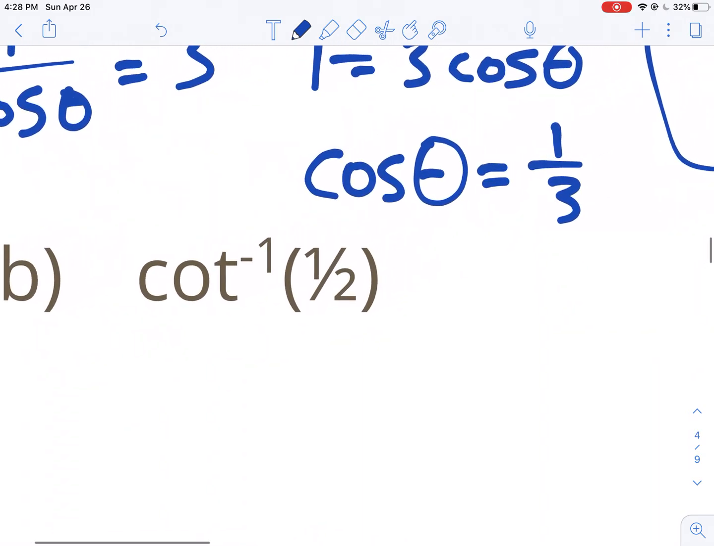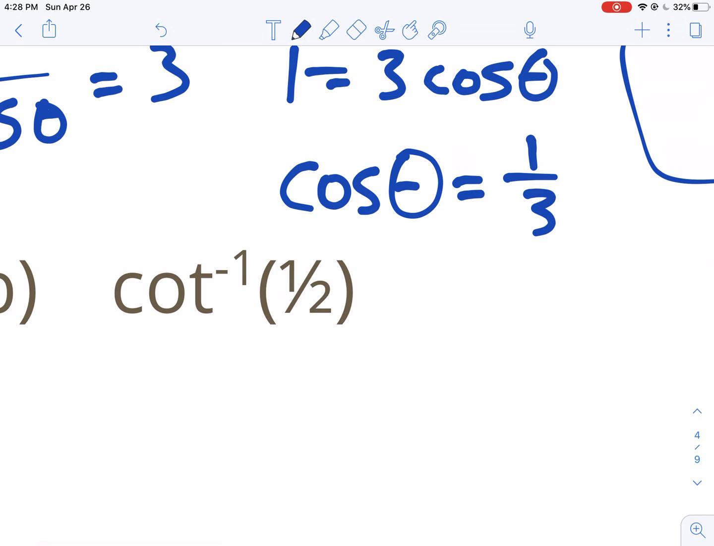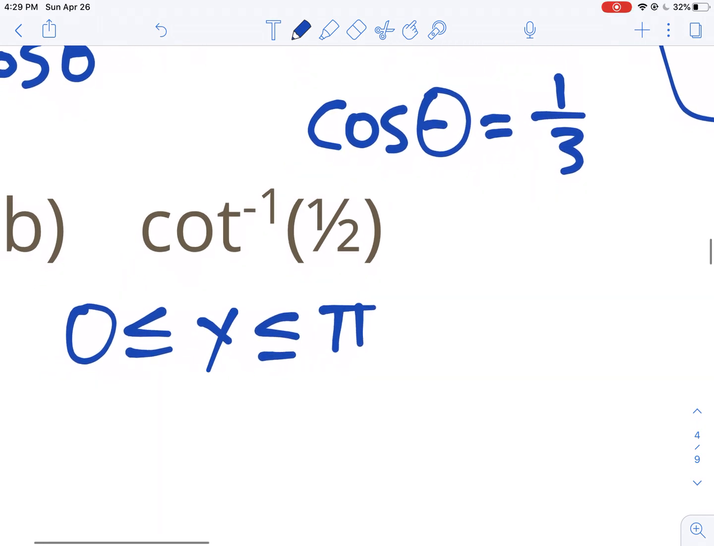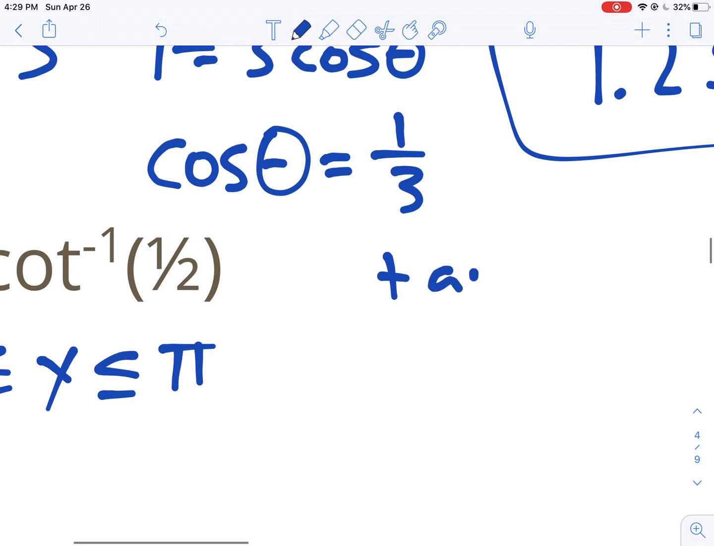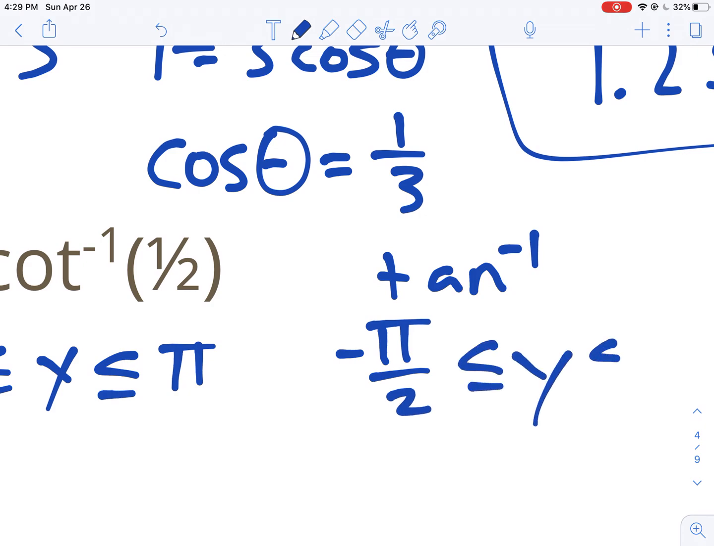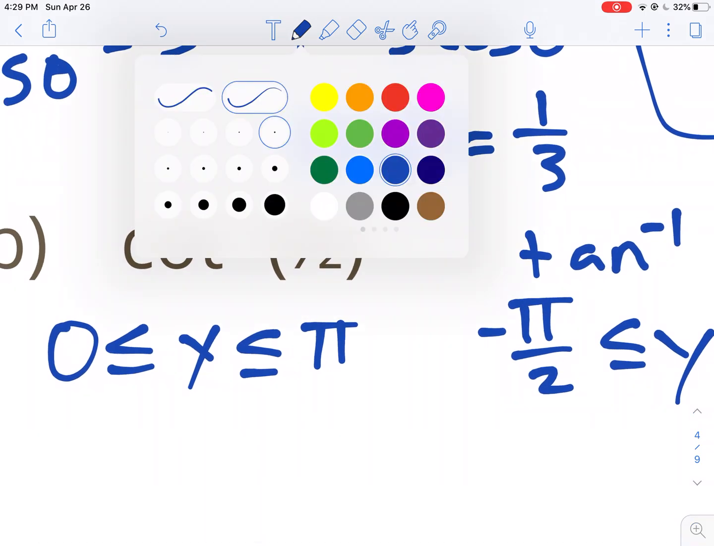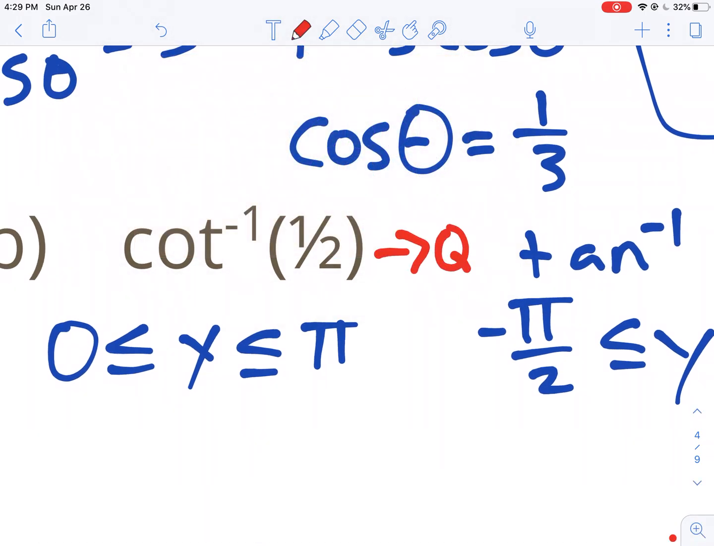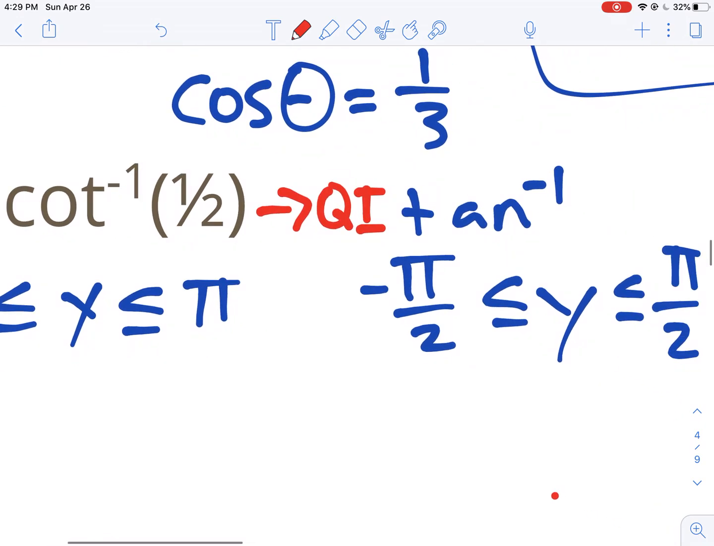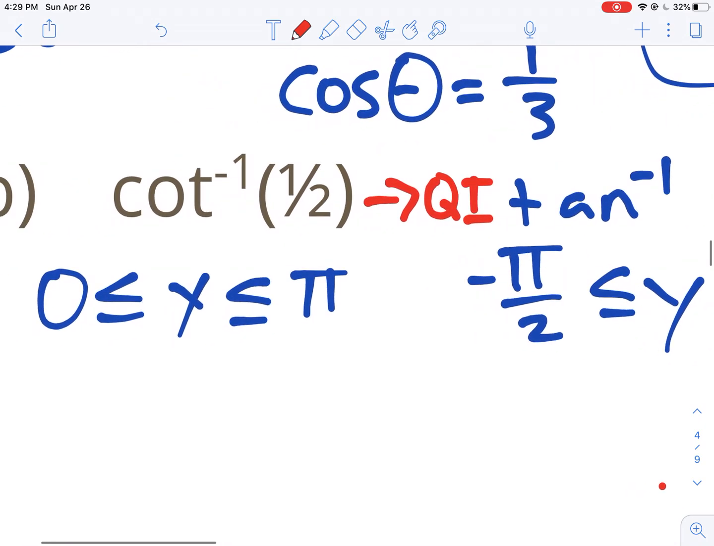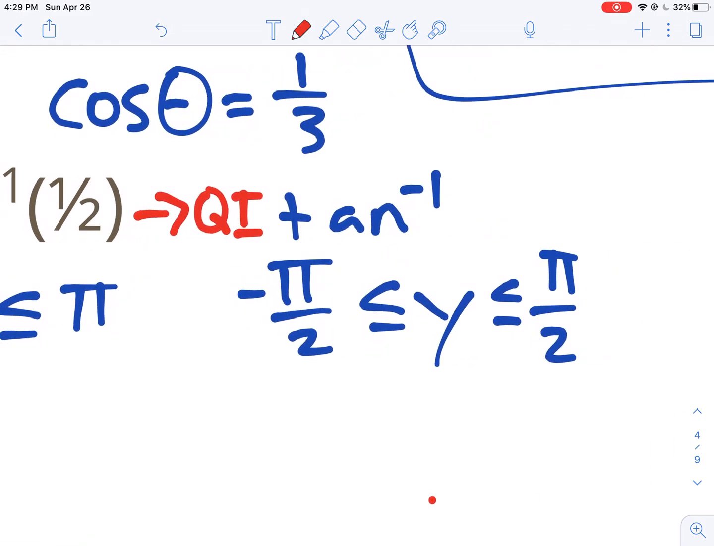For cotangent of 1/2, I'm going to start thinking about the cotangent a little bit differently. So cotangent, your y has to be between 0 and pi. And for tangent inverse, your tangent inverse again has to be between -pi/2 and pi/2. And what I can see here with this 1/2 is that this is in fact going to be a quadrant 1 angle. And cotangent and tangent both have quadrant 1 in common. 0 to pi/2 is going to be the same as 0 to pi/2 here.